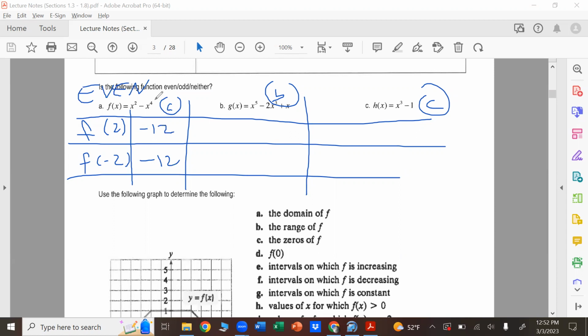You should get 32 minus 16 plus 2. What does that equal? 18. Now let's plug in negative 2. I get negative 32 plus 16 minus 2. What do I get now?